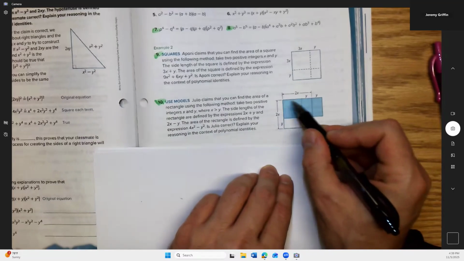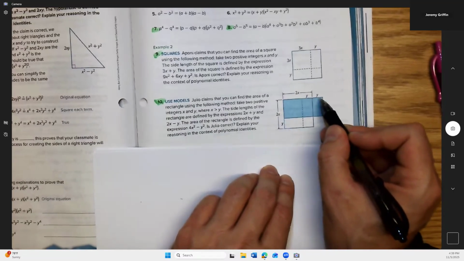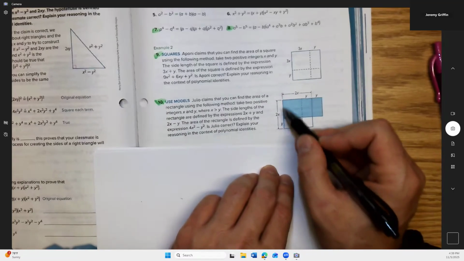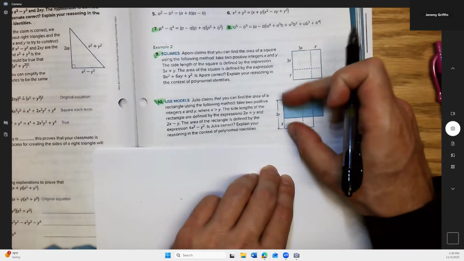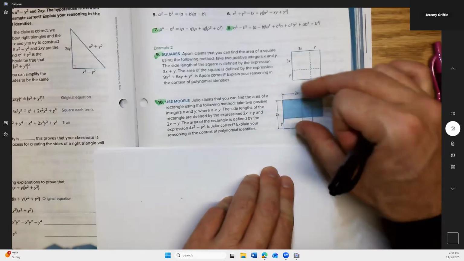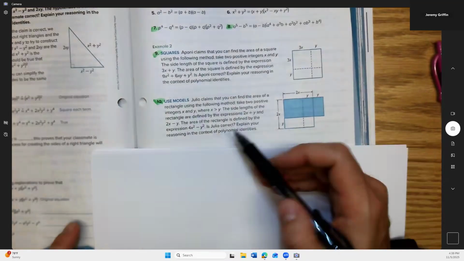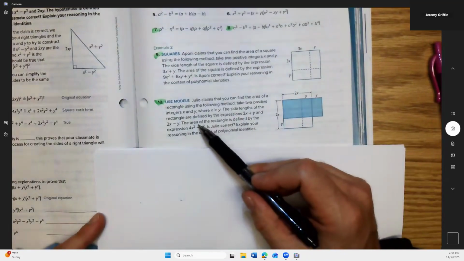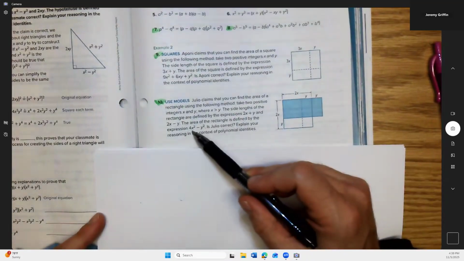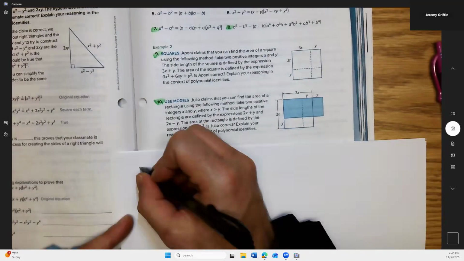So the width of this rectangle is 2x, and then plus this extra y right here. And the height of this rectangle, well, they start with 2x, but then they subtract off this y, so it's really just this height right here. So the width is 2x plus y, and the height is 2x minus y. Right. And supposedly the area is defined by 4x squared minus y squared. Is Julio correct? Well, let's find out.